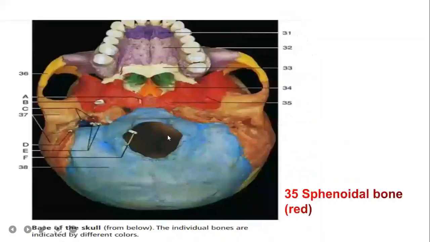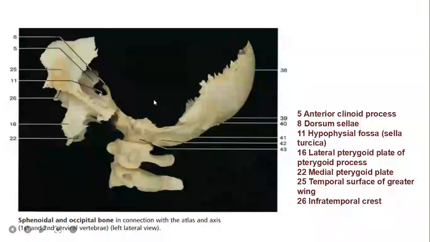And let's get ahead to find another structure of the skull. This is from below, and we have our sphenoid bone right there. This is the sphenoid and the occipital bone, and also a few of the cervical vertebrae. As you can see, the atlas and the axis, the first two.